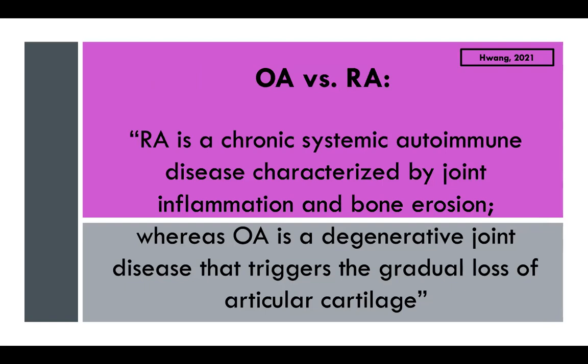I want to bring this in because this was a quotation that I really liked from an article by Huang 2021, hitting the highlight of some of the differences that we've discussed between osteoarthritis and rheumatoid arthritis. RA is a chronic systemic autoimmune disease. So systemic and autoimmune, very key, characterized by joint inflammation and bone erosion. So destruction at the joint and subsequent inflammation. Osteoarthritis is a degenerative joint disease that triggers the gradual loss of articular cartilage. So again, joint destruction focused on the articular cartilage component. However, systemic issues are not there.